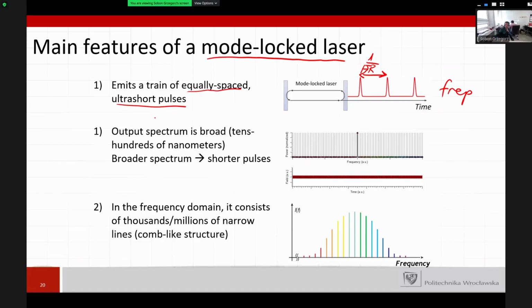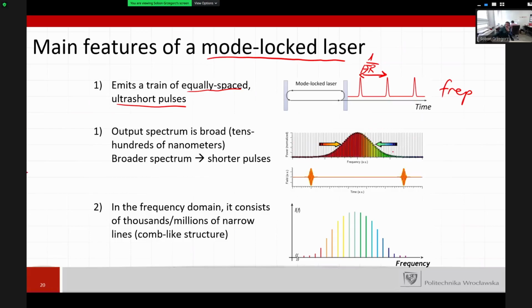So the output spectrum of a mode-locked laser is very broad. It might span over tens or hundreds of nanometers. So tens of terahertz in the spectrum, in the spectral domain, the frequency domain. And the broader the spectrum, the shorter the pulse. You can see it on this animation, that if we broaden the spectrum, we shorten the pulse.